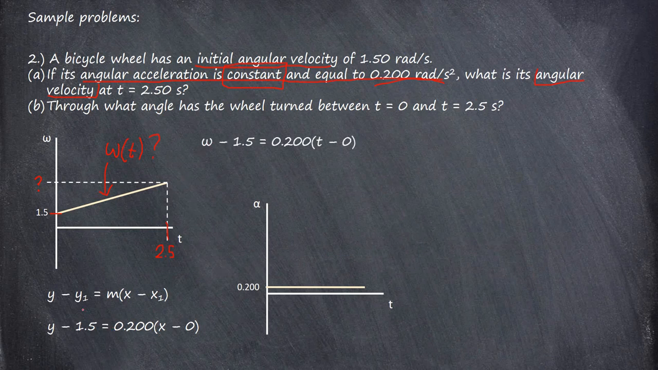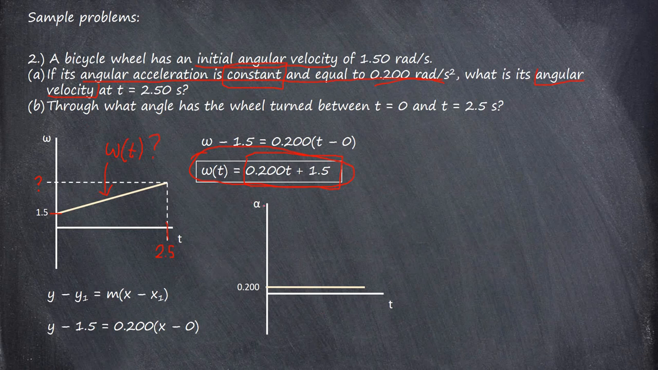So we just convert y to, of course, our omega. So omega minus 1.5 equals 0.2 times t minus 0. And manipulating further, we now have omega as a function of t that is expressed as 0.2 t plus 1.5. We now have this wonderful equation which represents omega as a function of time. We will use that for letter B. Now let's go to letter A.